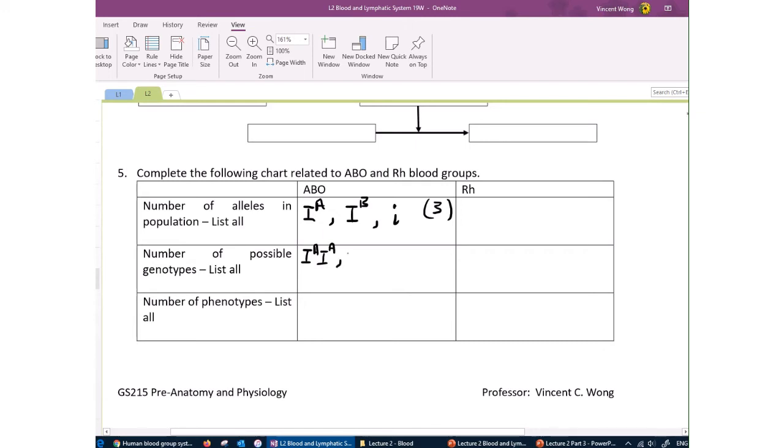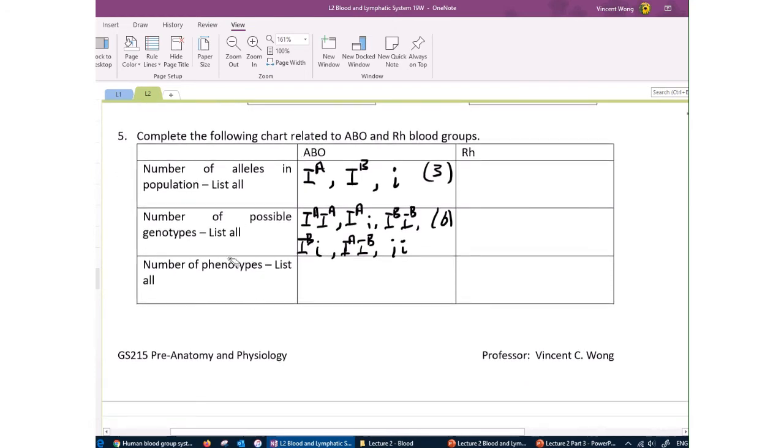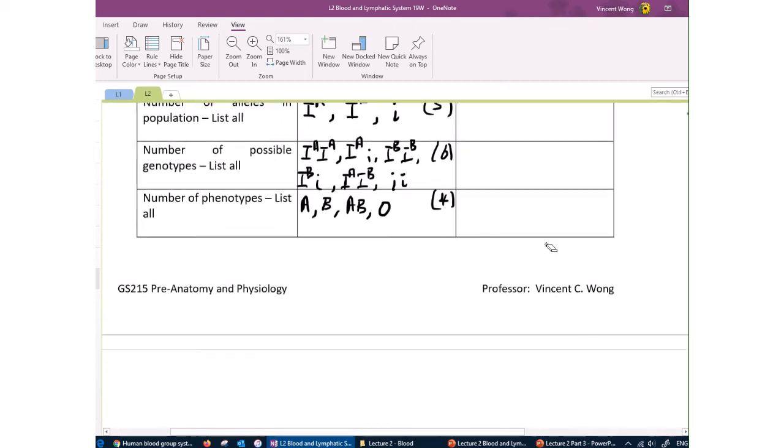So it can be IA IA, IA small i, IB IB, IB small i, IAIB, or small i small i. So collectively, you will have 6 possible genotypes. Number of phenotypes, that's the actual blood type that you're going to get from these combinations, are going to be 4. Right? So if you have IAIA or IA small i, that would give you type A blood. These 2 genotypes will give you type B blood. IAIB will give you AB blood, and little i will give you type O blood. Okay? So that's the ABO blood system.